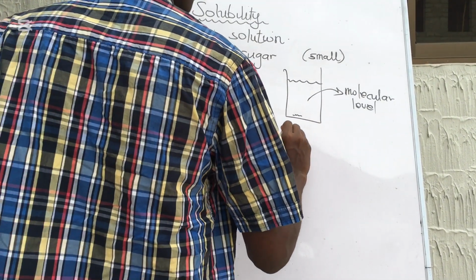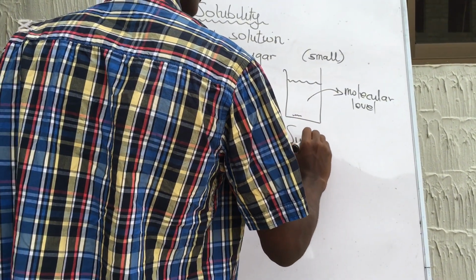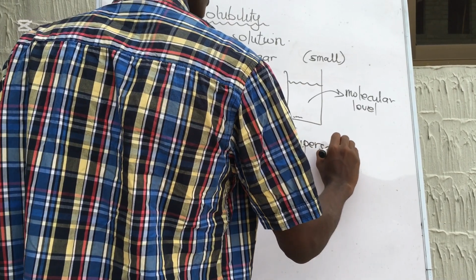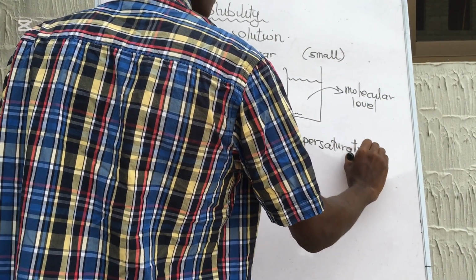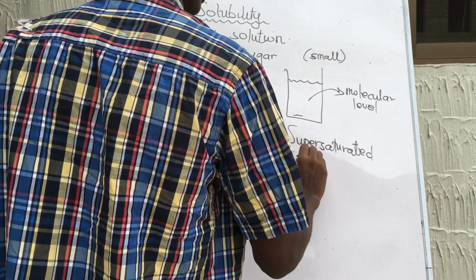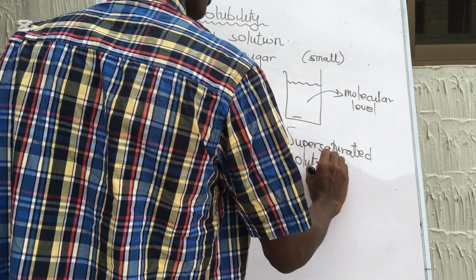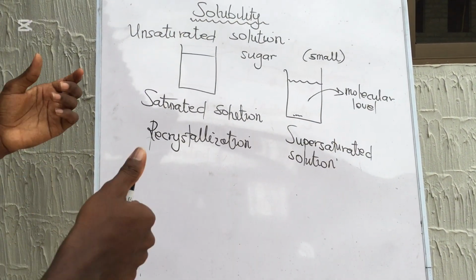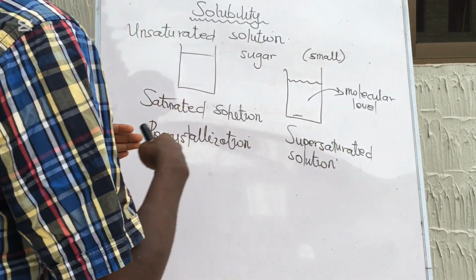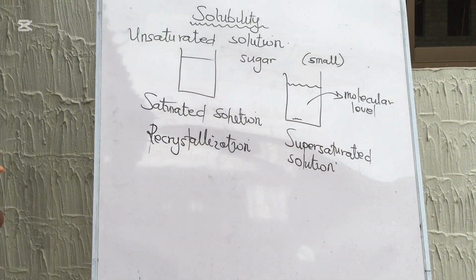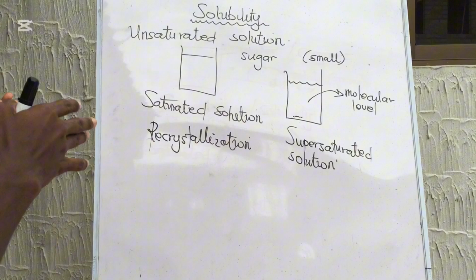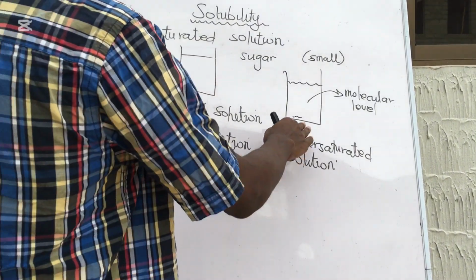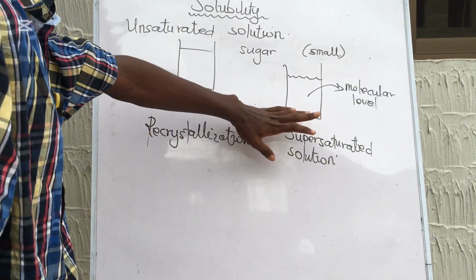So for the supersaturated solution, this is a type of solution which cannot dissolve any amount of solute that you add. It can't dissolve any extra solute. For that matter, any addition of the solute that you add to it deposits below it.